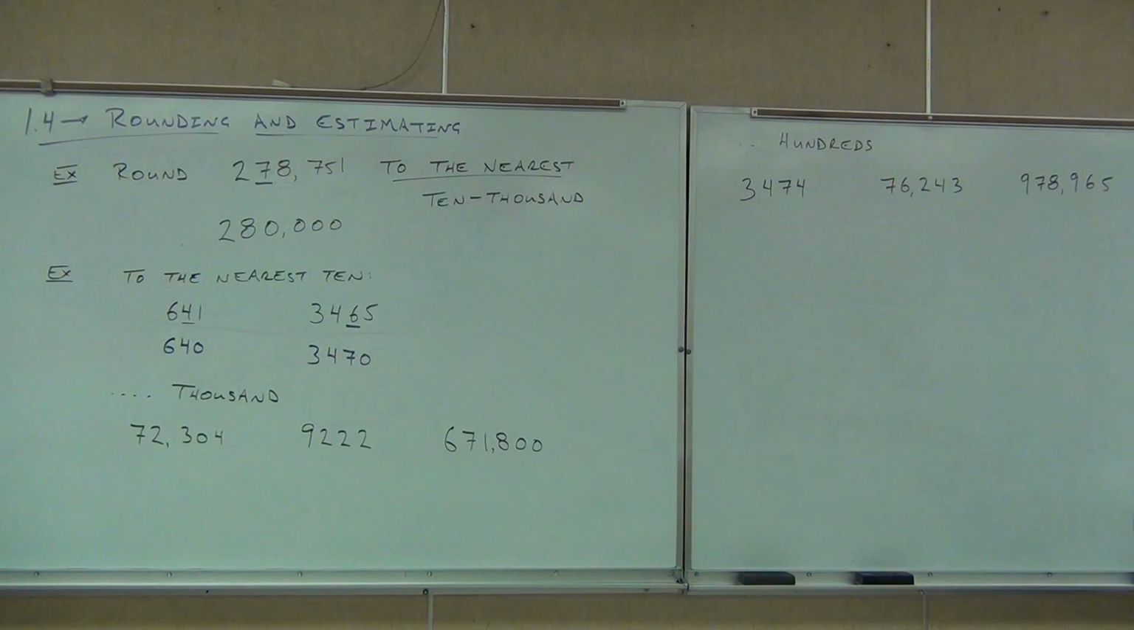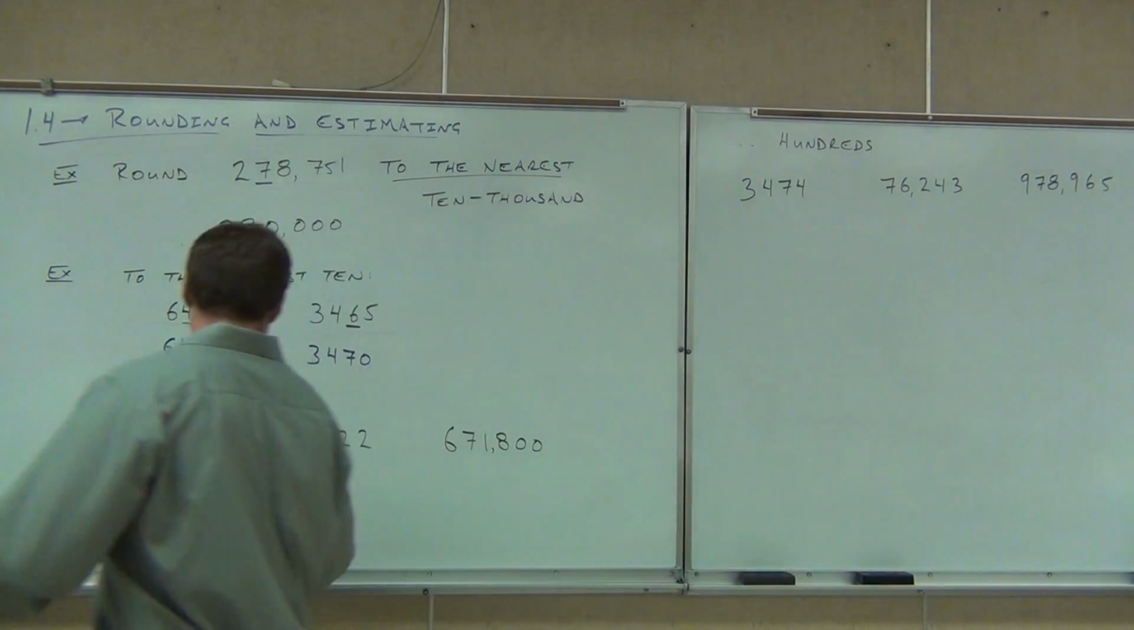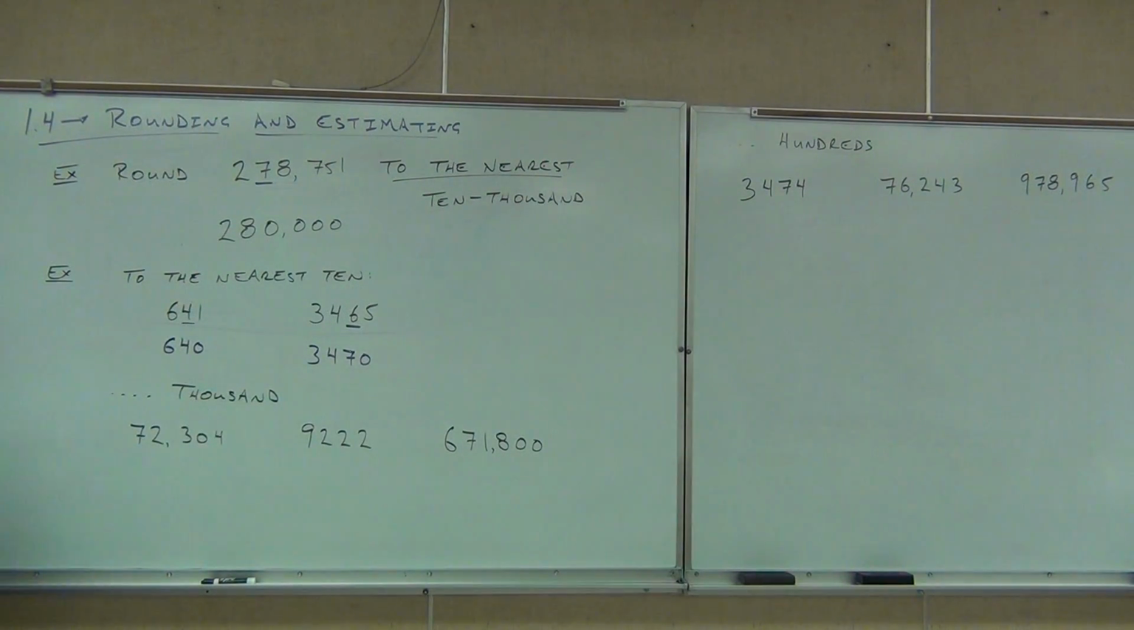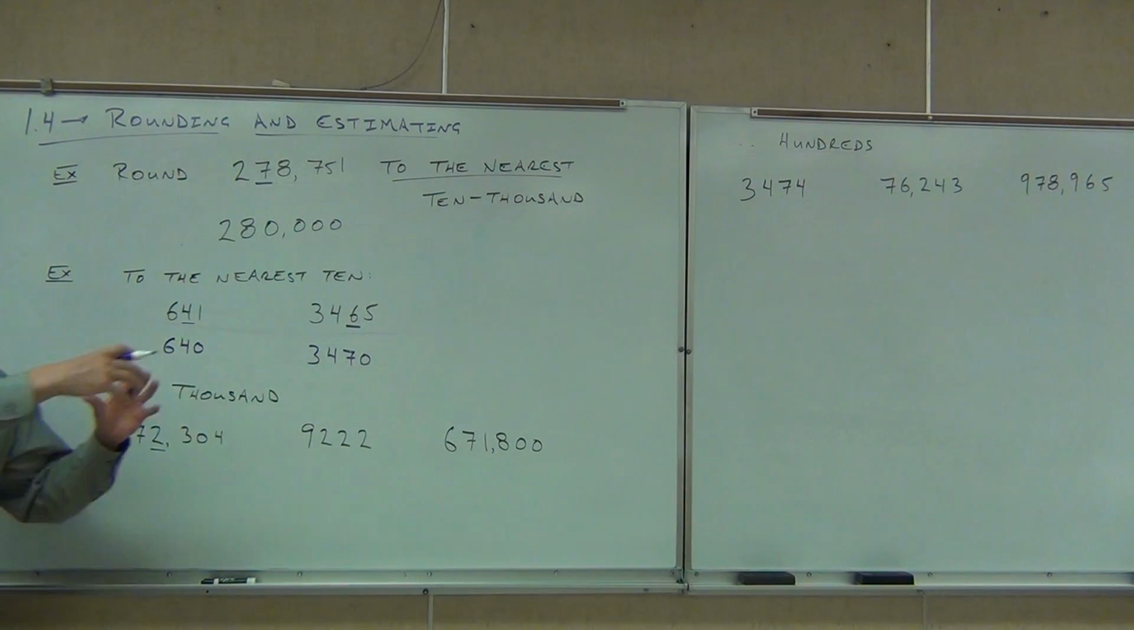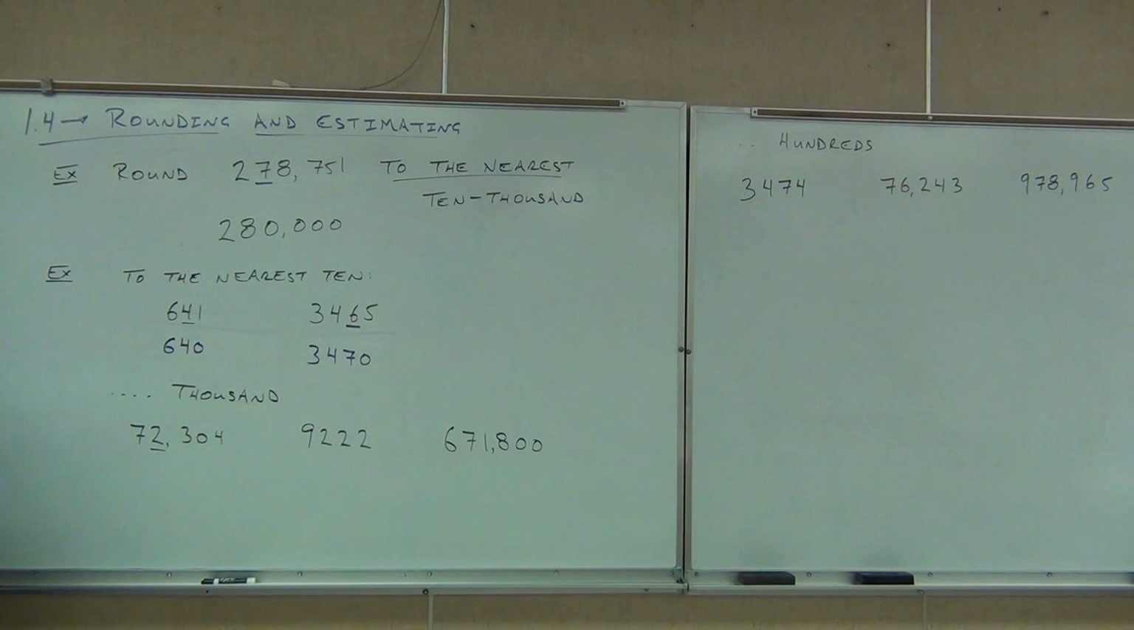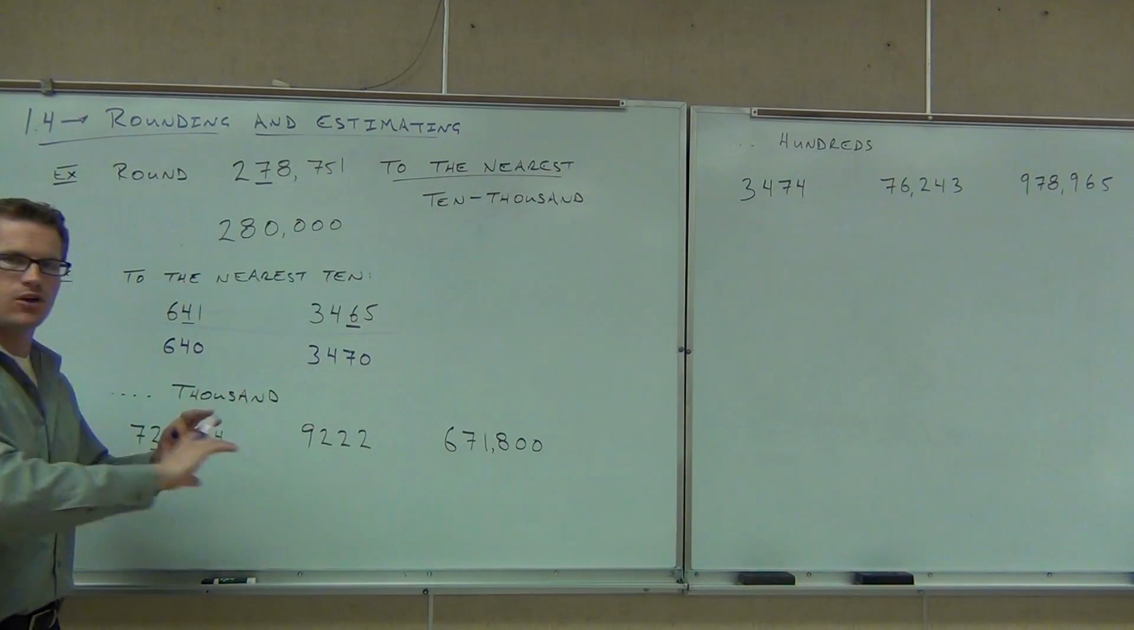Okay, let's go back over to these thousands because we never did those. So on the thousands, of course we're going to identify the place value first. You should have underlined the 2. We say, according to our steps, look at the digit to the right. If it's 5 or more, raise it up. Less than 5, leave it alone. Either case, follow with zeros.